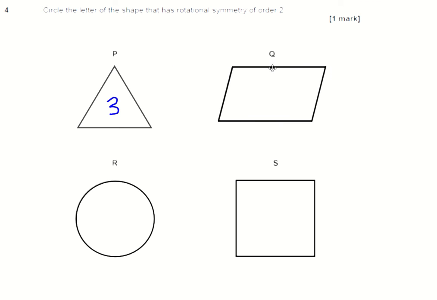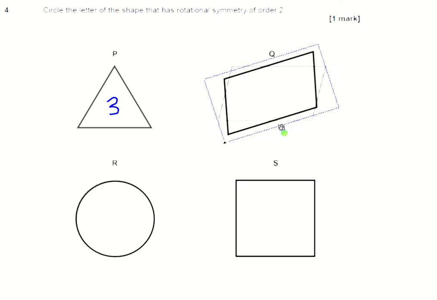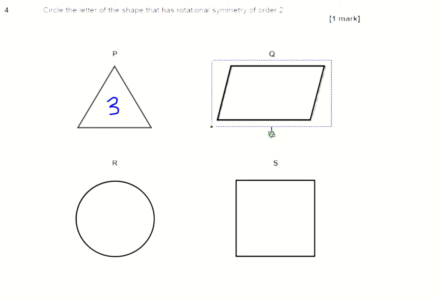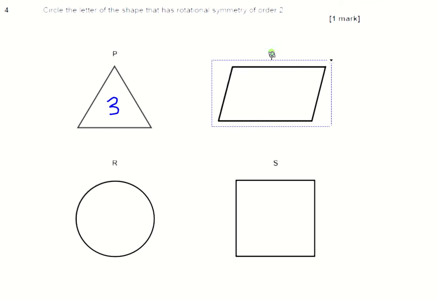If I look at the parallelogram, it's currently in its starting position, so that's rotational order 1 so far, and as I rotate it, it will match itself one further time when it's upside down, and then nothing again until it is back in its starting position. That means that this has rotational symmetry of order 2, which is going to be our answer.